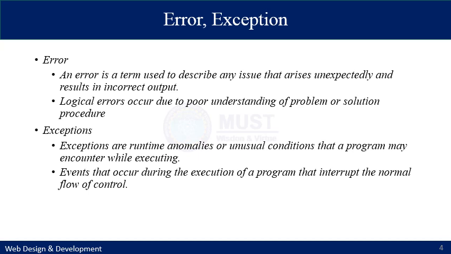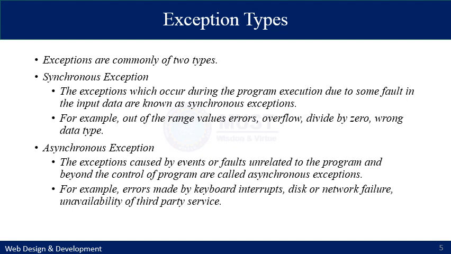An exception is an event that occurs during the execution of a program and interrupts the normal flow of control. There are two common types of exceptions: synchronous exceptions and asynchronous exceptions. The exceptions which occur during program execution due to some fault in the input data are known as synchronous exceptions. For example, a variable can be out of the range of the specified value, or it can be an overflow, a divide by zero exception, or some wrong data type exception.